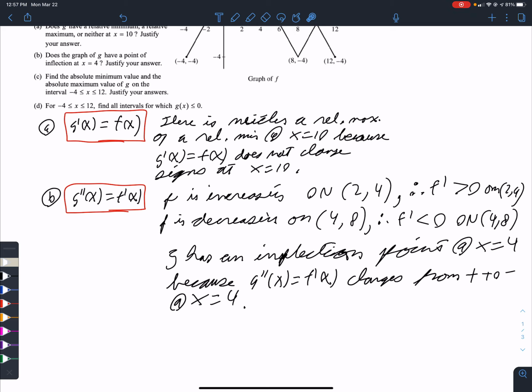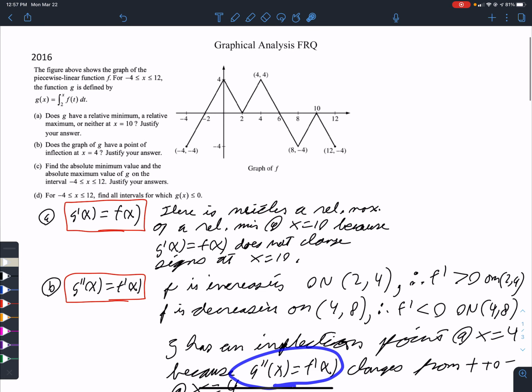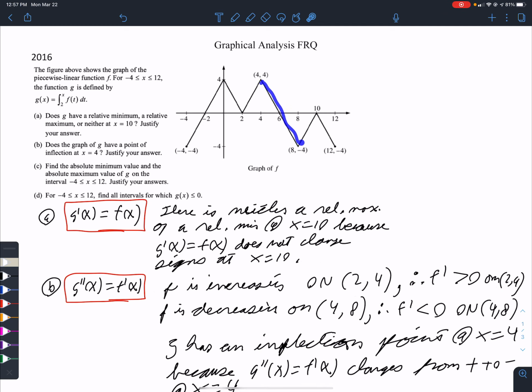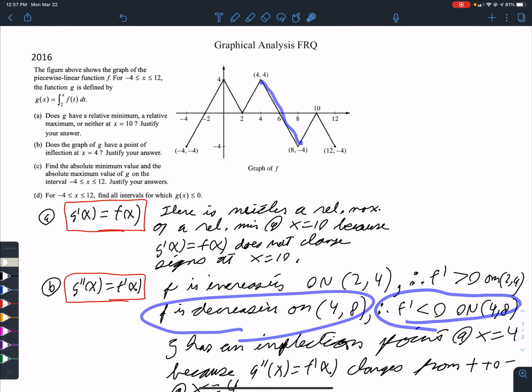So to show an inflection point, you need the second derivative changes signs. Well, I have it changing signs. How did I get that? Well, I know the second derivative of g is equal to the first derivative of f. Well, we had f increasing from 2 to 4. Therefore, f prime is positive. We had f decreasing from 4 to 8. Therefore, f prime is negative.